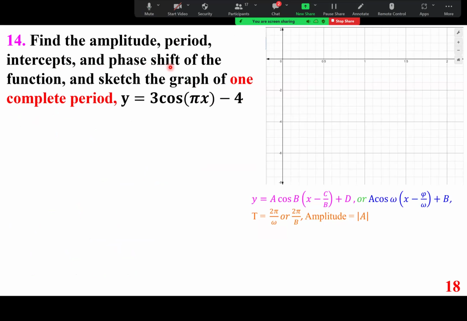Find the amplitude, period, intercepts, and phase shift of the function and sketch the graph of one complete cycle. Y is given as 3 cosine pi x minus 4. So what do we do? First and foremost, the amplitude is 3. Absolute value of 3 is 3. The period is 2 pi divided by pi, makes it 2.